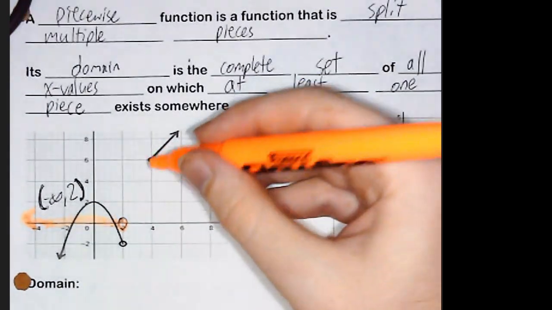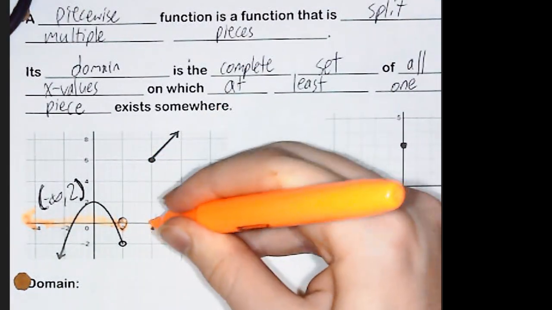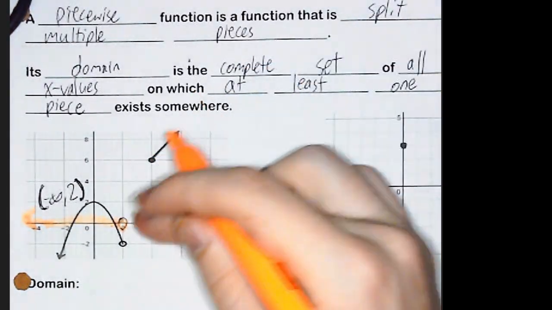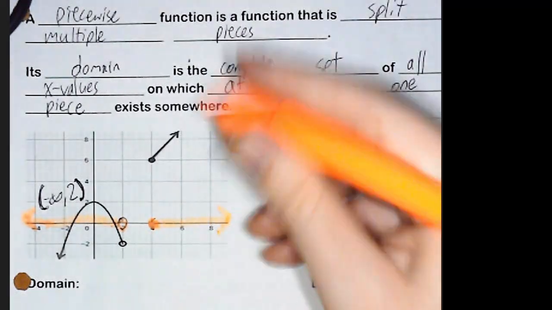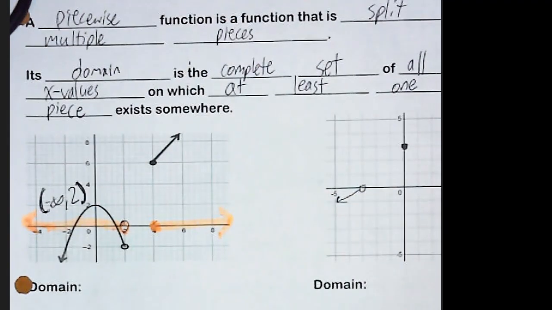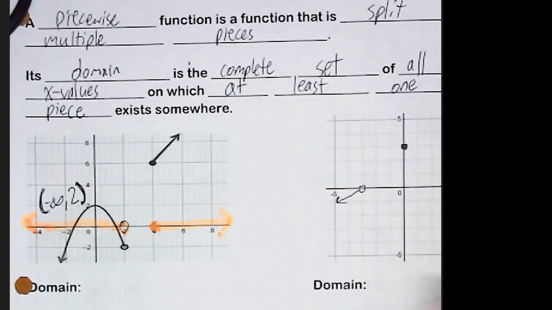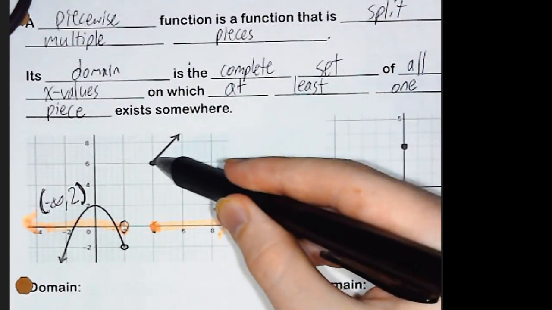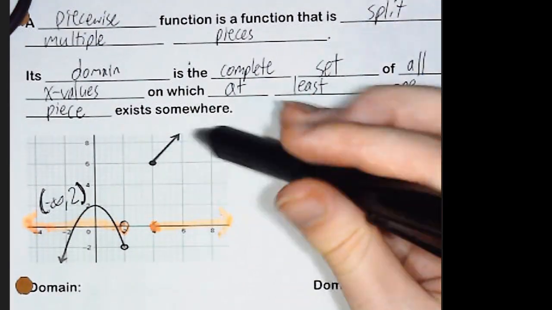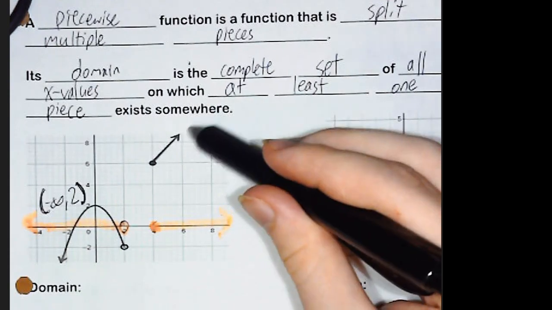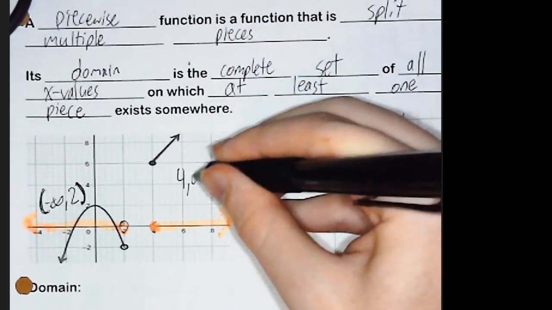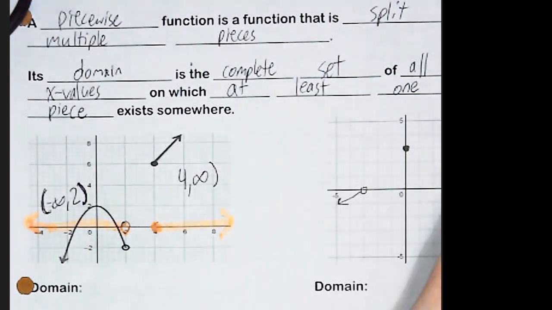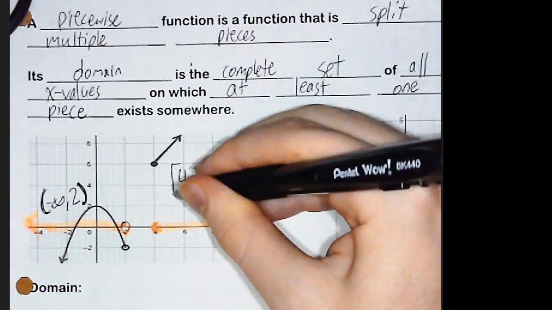Now the second piece is going to start at positive 4, and it's going to go all the way right. We're looking at this piece up here. It starts at positive 4, which is at this point right here, which is a closed circle, and it's going to go all the way right because there's an arrow on the second piece. So that's going to go from positive 4 to infinity. We can't include infinity ever, but we can include positive 4 in this case because that is a closed circle.